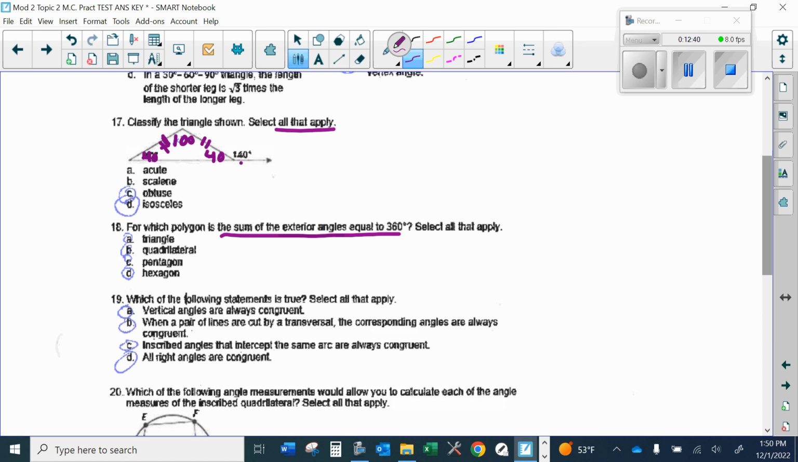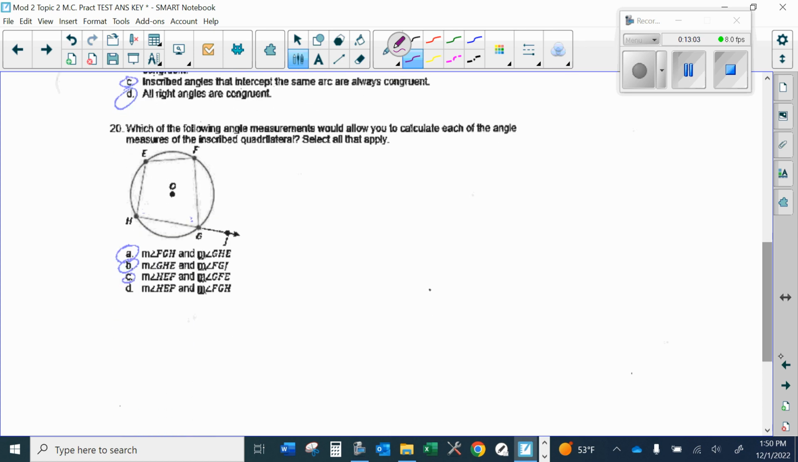Which of the following statements is true? Select all that apply. Vertical angles are always congruent. That's the vertical angle theorem. When a pair of lines are cut by a transversal, the corresponding angles are always congruent. Yes, they are. Inscribed angles that intercept the same arc are always congruent. Yes, that's true. All right angles are congruent. Yes, that's true. So in this case, all of them were true.